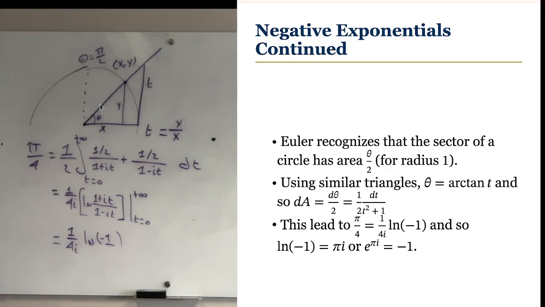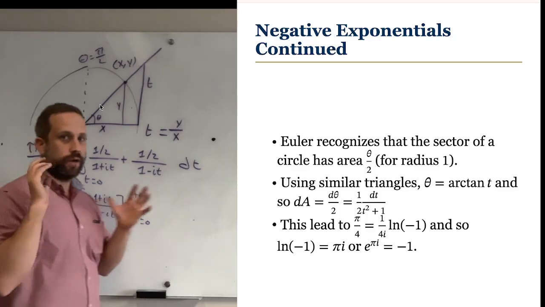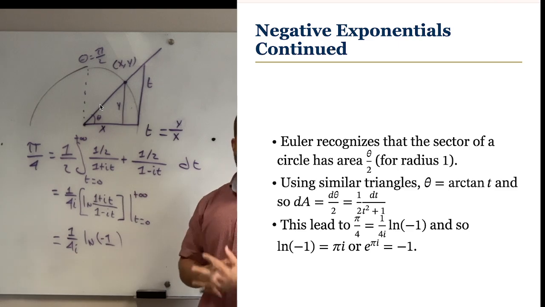Okay, so this was Euler's argument that the natural log of minus 1 is equal to pi i, and this is the correct argument. This is the correct way to think about things. And that was one of Euler's many contributions here.